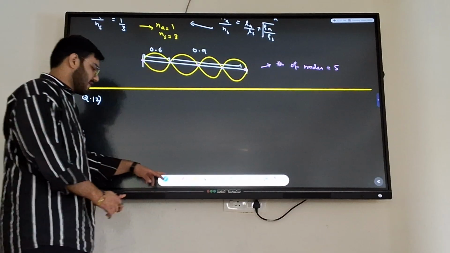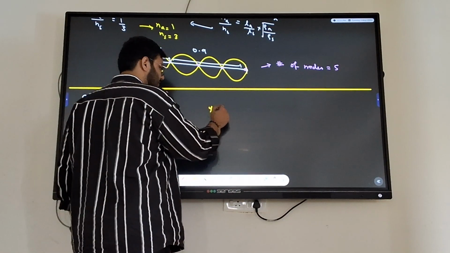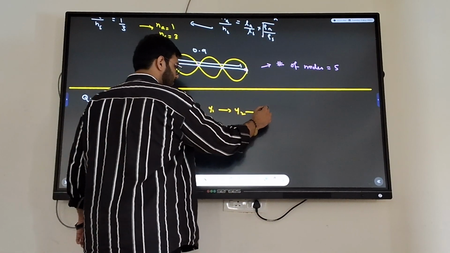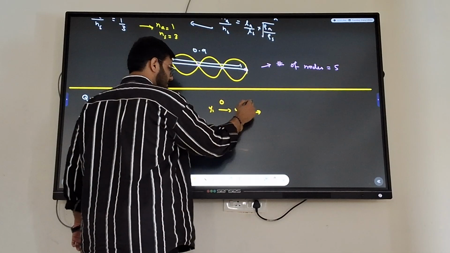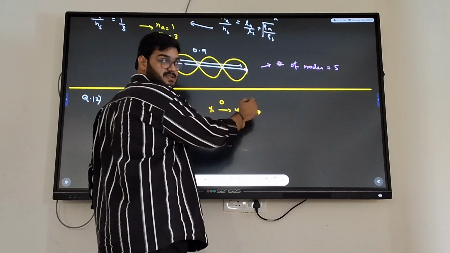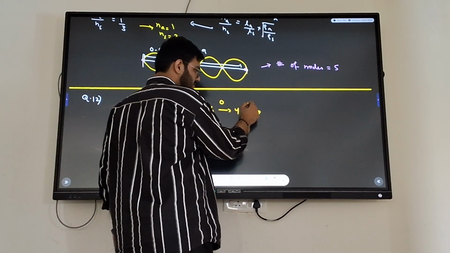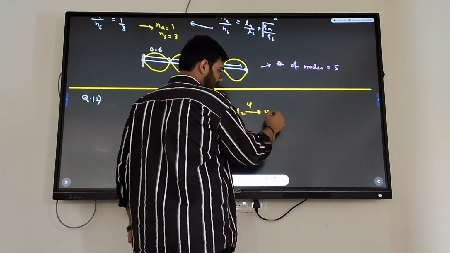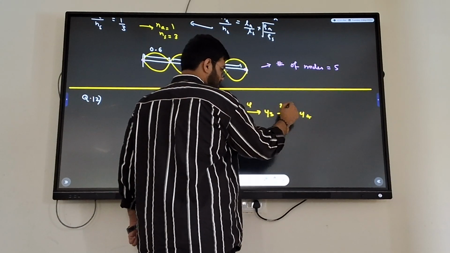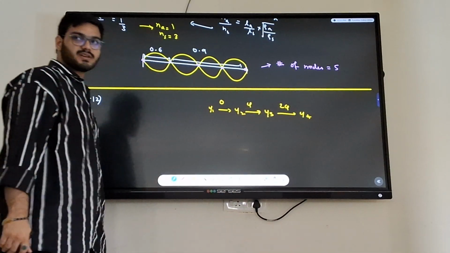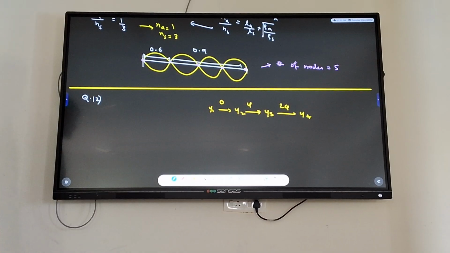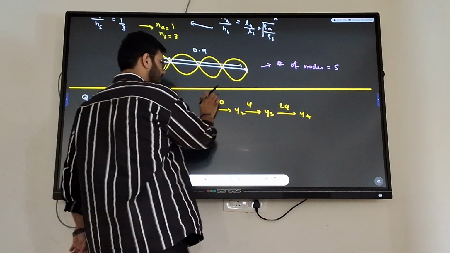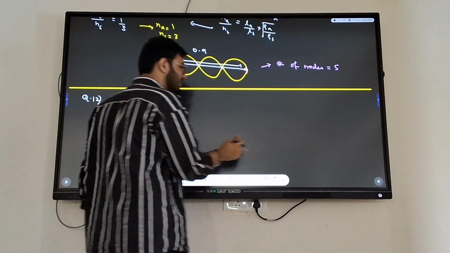Then what will happen if you have zero phase initially between y1 and y2? Then what will be the phase between y2 and y3? What should be the phase here? Should be phi, and then from y3 to y4 should be 2 phi, and keep on, 3 phi, 4 phi, likewise. Then at a point, by superposition principle, what can you say?